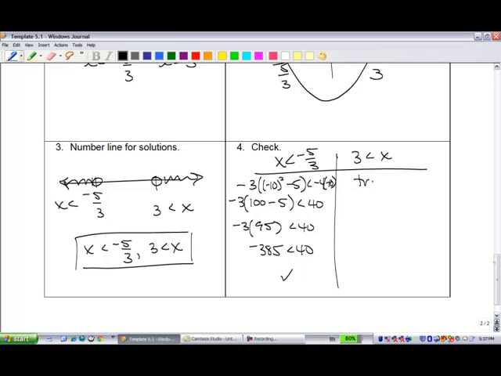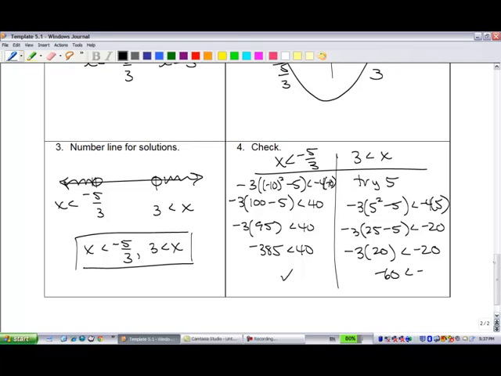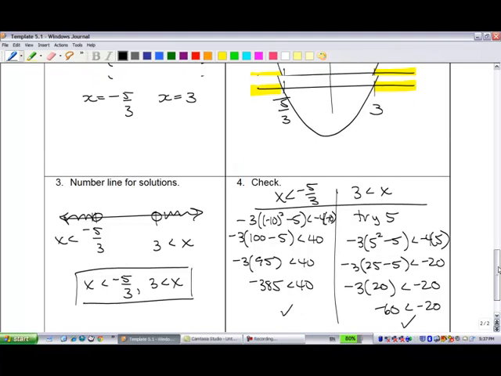Let's try 5 this time. Negative 3. 5 squared minus 5, is that less than negative 4 times 5? 5 squared is 25 minus 5, is that less than negative 20? And we end up with negative 60, is that less than negative 20? Again, you betcha. So pretty straightforward, I think.